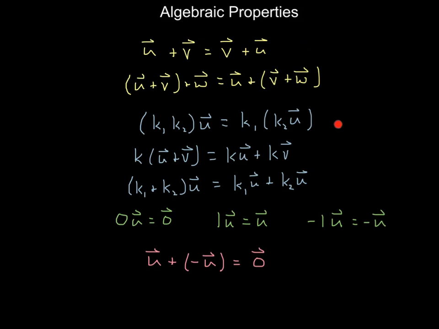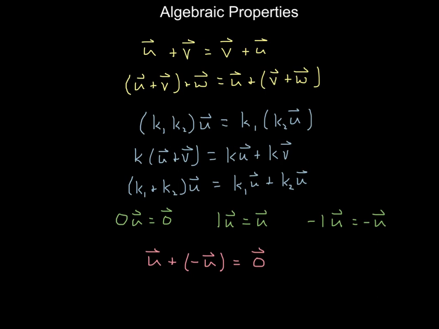Also, scalar multiplication. With scalar multiplication, we can multiply the two scalars and then multiply that result by the vector, or we can put one scalar with the vector and then multiply that result by the other scalar. In other words, it is associative. Scalar multiplication is associative as well.